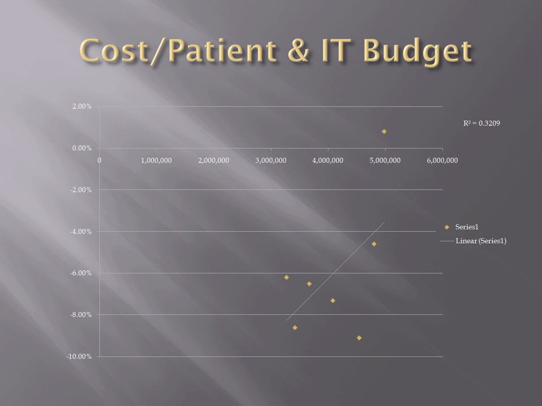Correlation is measured on a scale from 0 to 1. A number closer to 1 indicates a high correlation and a strong relationship. For this specific scatter plot, the correlation happens to be 0.32, which does not indicate a very strong relationship.